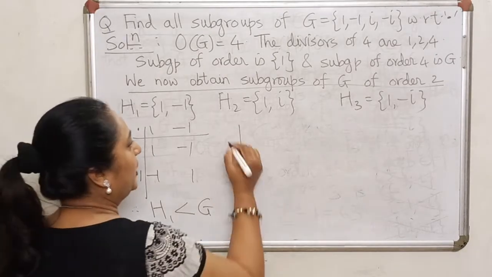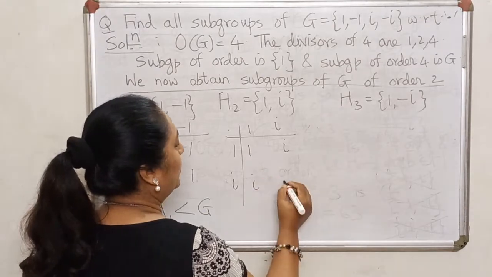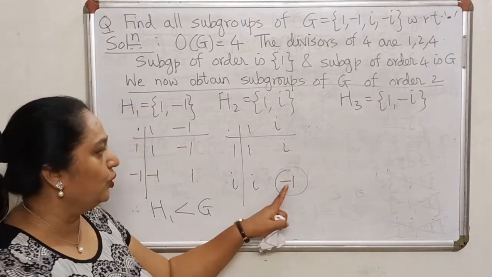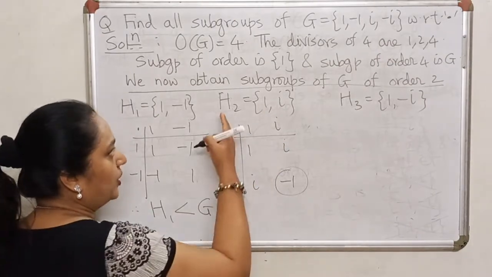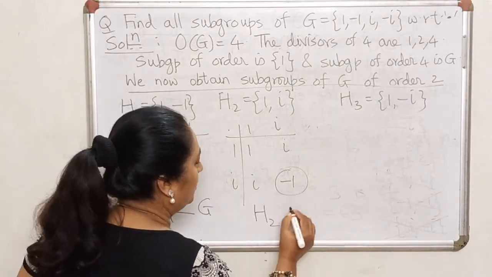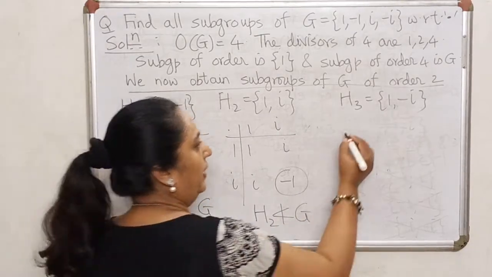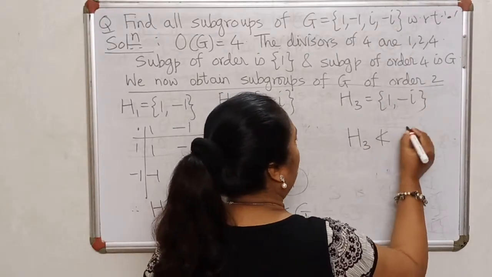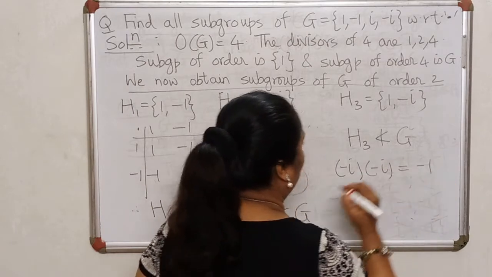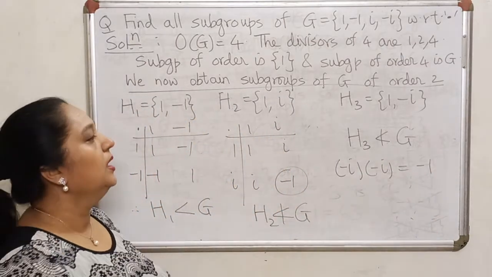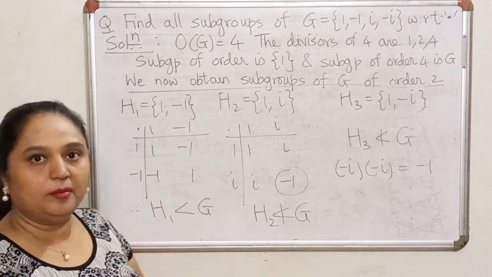Here again let me quickly make a composition table. 1 into i is i, and i into i is i square, which is -1. Notice that this element is not in the given set. So the closure property is not satisfied for H2 and therefore H2 is not a subgroup of G. You can also verify that H3 is not a subgroup of G. Please remember -i into -i will be equal to -1, not +1. So the only subgroup of G of order 2 will be {1, -1}.